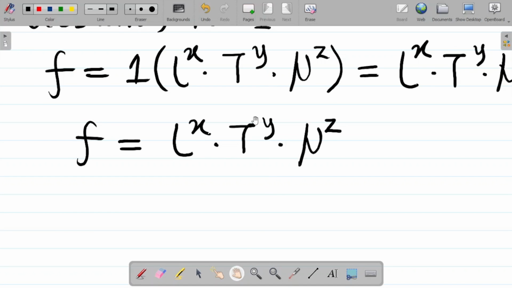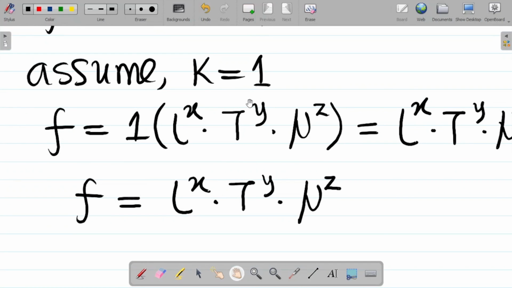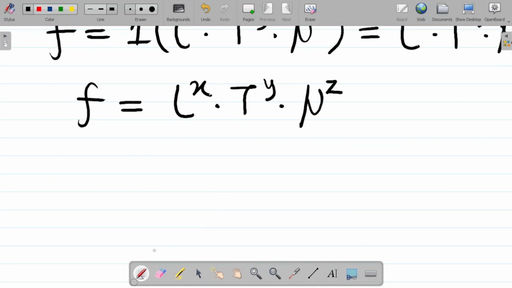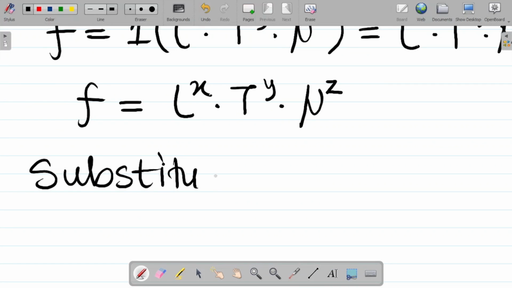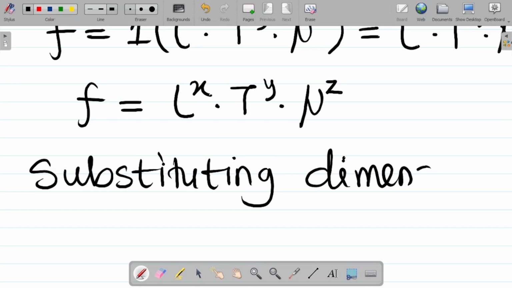So the concept of assuming k being equal to 1 is just to temporarily eliminate k. When we are done with our solving, we'll bring back the value of k. All right, so let's proceed with this. At this point, let's substitute dimensions. Substituting dimensions. What do we have?